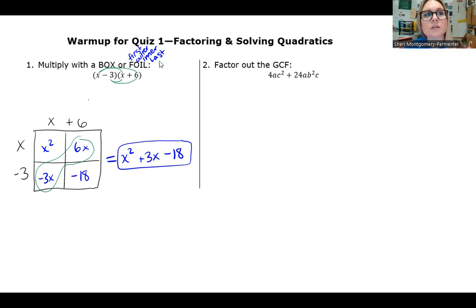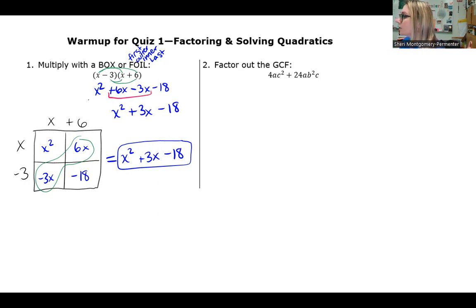So the first two terms in the parentheses, x times x is x squared. Then I have x times 6, so it's 6x. Then inner, negative 3 times x, negative 3x, and then I have last, so negative 3 times 6, so negative 18. When you do this, the terms that you find to combine are going to be your middle terms, if you do it in that order. So I end up with x squared. 6 minus 3 is 3x minus 18.